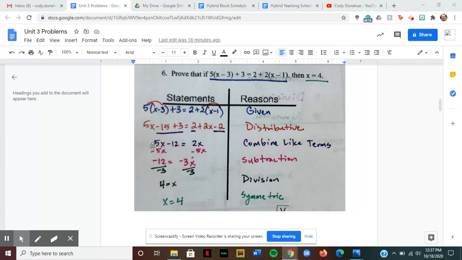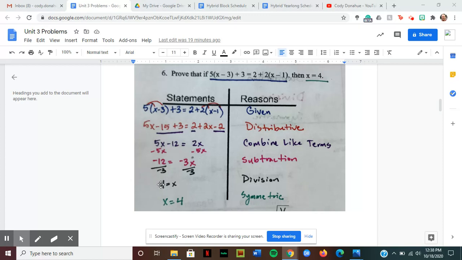Okay? So now from 5x minus 12 equals 2x, I need to get all of my x's on one side, so I could subtract 5x from both sides. So now I'll get negative 12 equals negative 3x. So again, since I subtracted 5x from both sides, I was using the subtraction property to get from my third to my fourth statement. Okay, so now I need to get my x alone. So I'm going to divide both sides by negative 3. So I'll get 4 equals x. And to go from my fourth to my fifth statement, I used the division property because I divided both sides by the same thing, negative 3.